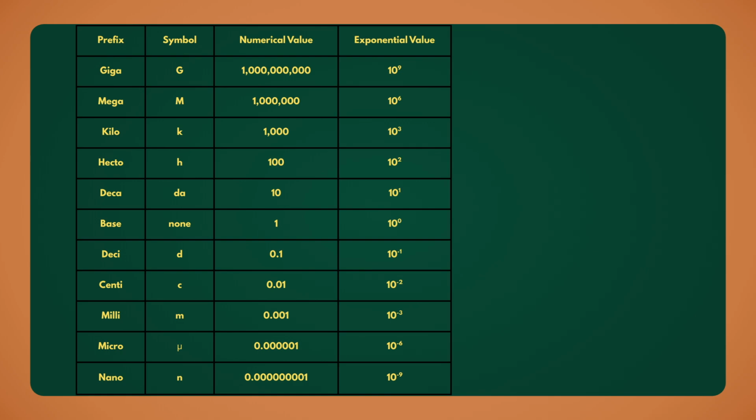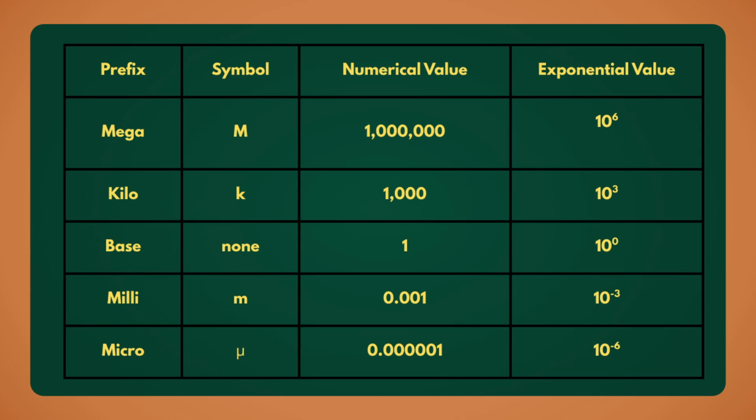Fortunately, in neurodiagnostics, only a few of these prefixes are commonly used. Here's a chart showing the prefixes you'll encounter most often. Above the base unit, the most common prefixes are mega and kilo. Below the base unit, the most common prefixes are milli and micro.